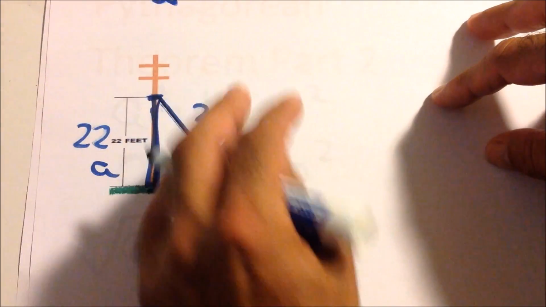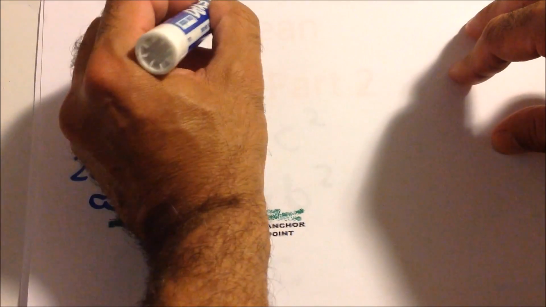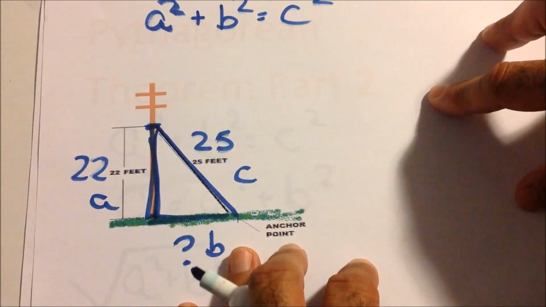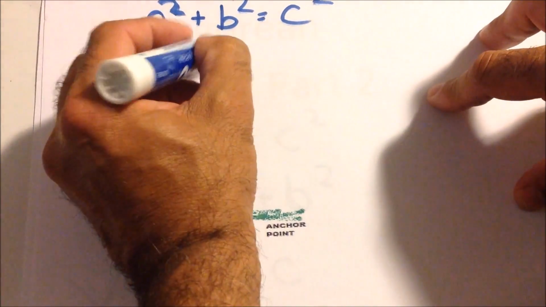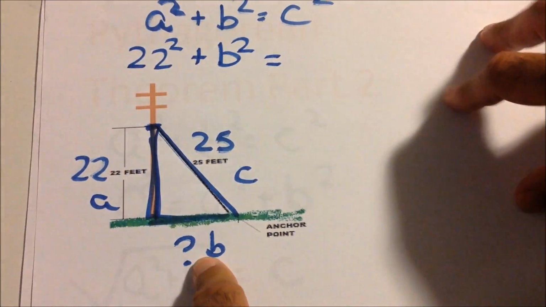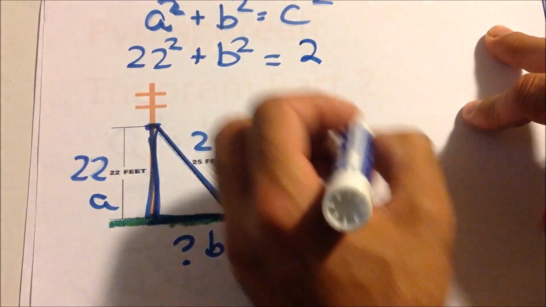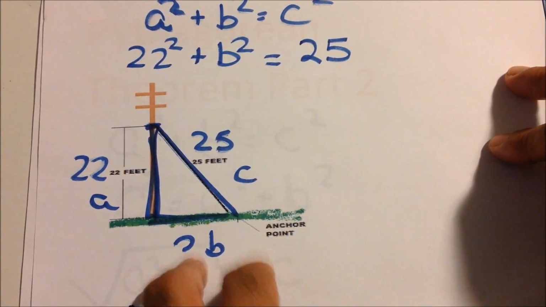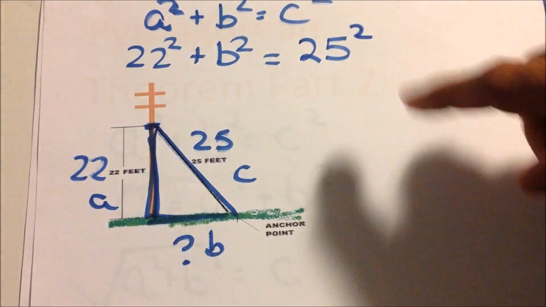Okay, so let's write the formula. So we have A squared, bring that down, A squared plus B squared, we know equals C squared, or you can use the other method. And we already know that A is 22, so this has to be 22 squared. We don't know what B squared is. That's what we're trying to find. And we know that C squared is 25. Okay, 25 squared. Right? So, what else do we do?